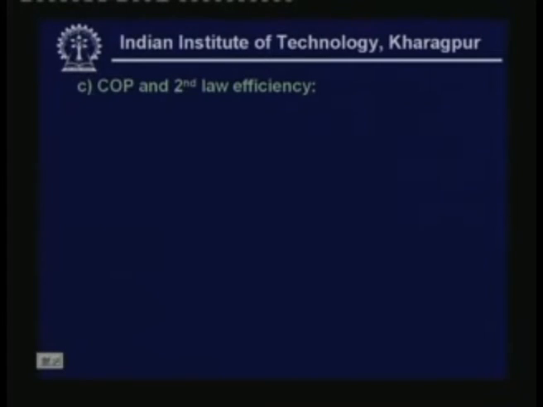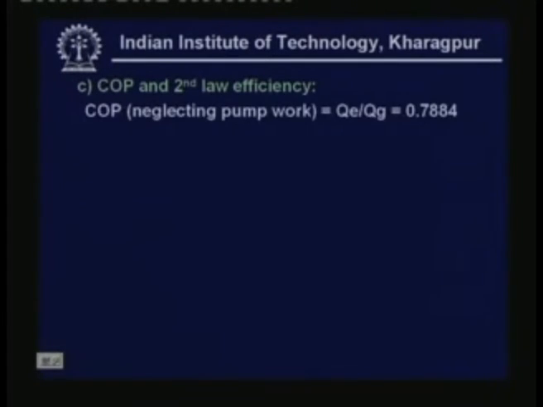Now, we have to find the COP and second law efficiency. So, we find the COP by neglecting pump work, because I will show you that the pump work is really negligible. So, COP is defined as QE divided by QG. QE is 300 kilowatts, QG is 380.54 kilowatts. So, the COP is found to be 0.7884. And second law efficiency, as you know, is nothing but the ratio of the COP of the system to the maximum possible COP, that is, the equivalent Carnot COP.